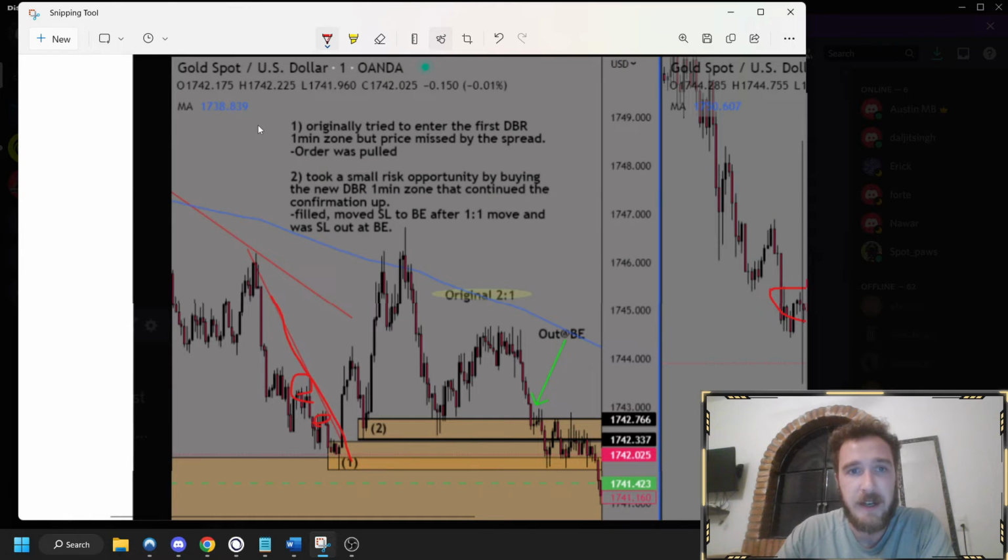I mentioned over here in number one, originally I tried getting long here on this pullback, but it simply just missed me by like a pip or two. So I didn't get into that trade. It's a shame because it took off in my direction.